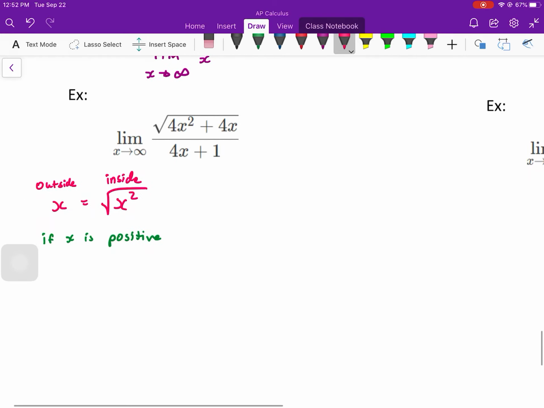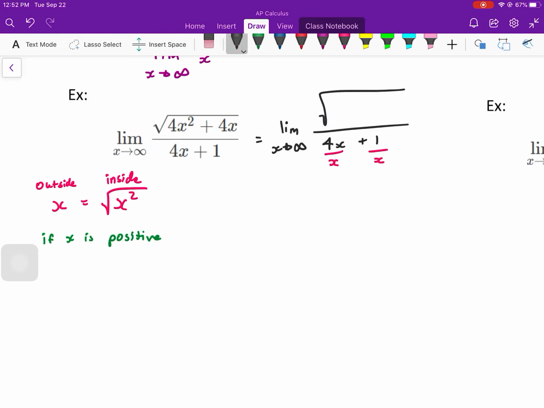So let's go ahead and set it up just like we did in the previous section. This is going to be the limit as x goes to infinity. And I'm going to divide everything. So I'll divide the 4x plus 1 by x because that's on the outside. And then on the inside of the square root, the 4x squared plus 4x, I'm going to divide those by x squared. So basically, if it's on the inside, we're going to divide by x squared. And from there, we'll simplify.